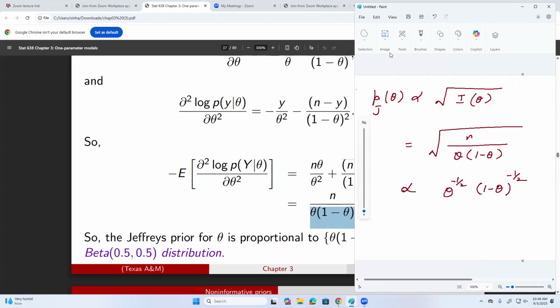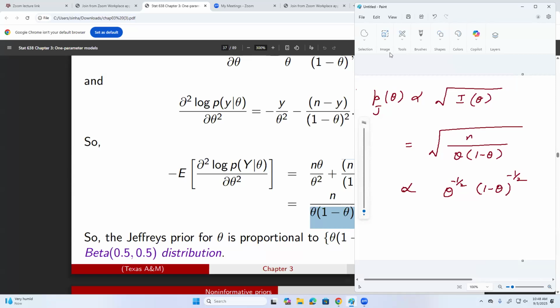Now, can you tell me what this is? Can you identify this distribution? If the density function is proportional to this, what is the family? Which family does it belong to? Exactly, it belongs to the beta family.